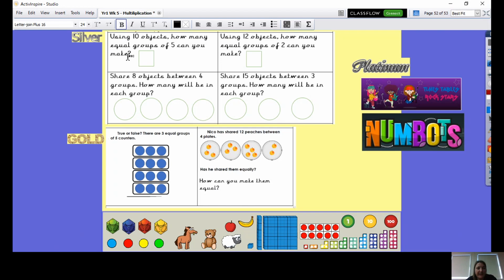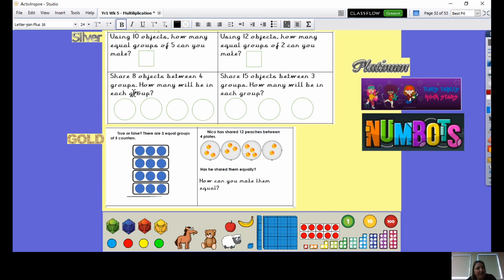So the silver then is using 10 objects. How many equal groups of 5 can you make? So you need to get 10 objects and you need to put them into 5s. How many groups have you got? Then you need to get 12 objects. And this time, how many equal groups of 2 can you get? So you're going to put them into 2s and then count out how many groups you've made.